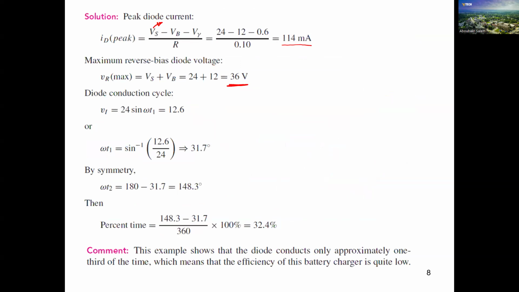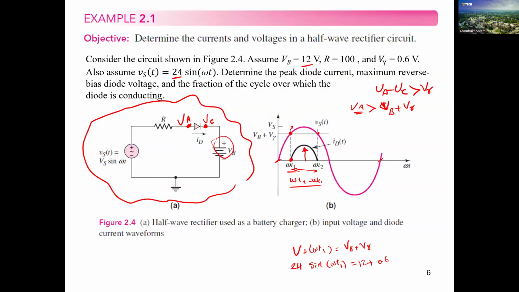So simply, we can say, guys, now Vs equals 24 sine omega T1 equals 12.6. So sine omega T1 can be calculated, and we can get omega T1 as sine inverse of 12.6 divided by 24, and you will get the value 31.7 degrees. Actually, if you have a look at the waveform again here, guys, this will happen twice.